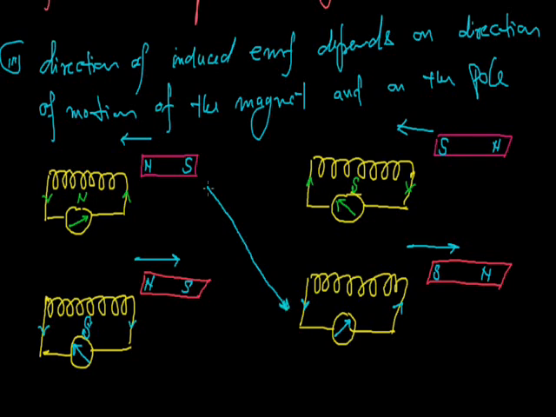Both are the same case. Direction of current remains the same, and in these two, direction of current remains the same. North pole comes nearer, south pole comes nearer, and north pole goes far away. Direction of current remains the same. It means the direction of induced EMF depends on the direction of motion of the magnet and on the pole also. Which pole comes nearer and which pole goes far away. The direction of EMF depends on the pole as well as the motion of the pole.